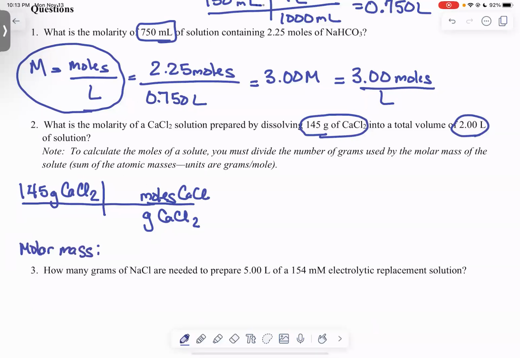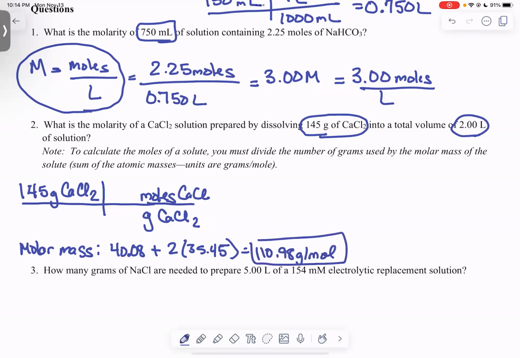So the molar mass, you go on the periodic table and look at calcium. Calcium has a molar mass of 40.08 grams per mole. But that's not all CaCl2 has. It also has 2 atoms of chlorine per molecule. So we have to go 2 times the molar mass of chlorine, which is 35.45. Then I multiply and add, and I should get 110.98 grams per mole.